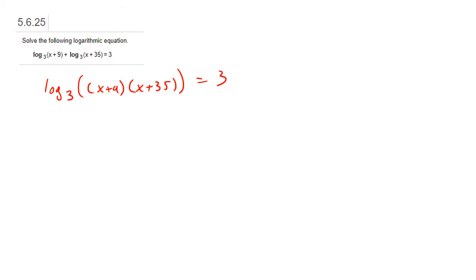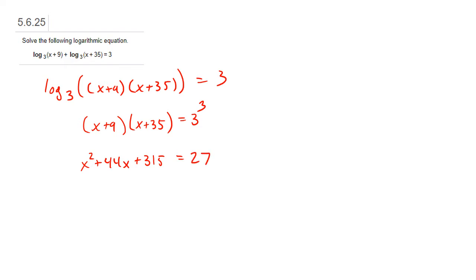Let's convert this to an exponential. I can expand out the thing on the left. We get x squared plus 44x plus 315, and on the right, we get 27. Now, if I subtract 27 from both sides, x squared plus 44x, let's see, 315 minus 27. Well, 27 I can write as 15 plus 12, so I can take away the 15 quite easily. Then I have to take away another 12, so I have 288.